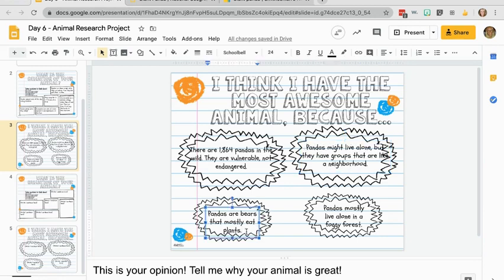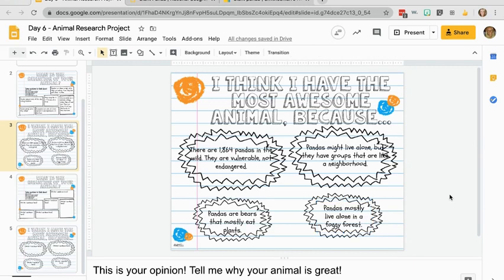I'm going to click on my next box. Pandas are bears that mostly eat plants. And then my last box. Pandas mostly live alone in a foggy forest. That's why panda bears are so awesome. I'm going to click outside the box, and there you have it. That's why I think pandas are so awesome. I think they're really unique creatures.